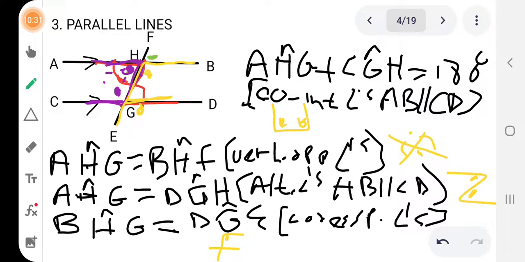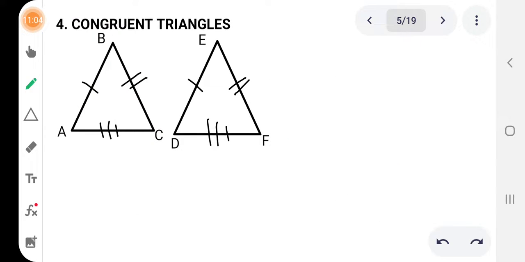So don't be confused, because this confused a lot of people. They end up saying this angle is equal to this angle, and it is incorrect. We are simply saying the sum of these two angles must give us 180 degrees. So we will be able to find what we will be required to find.